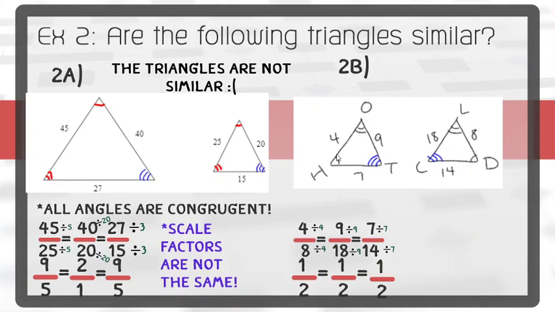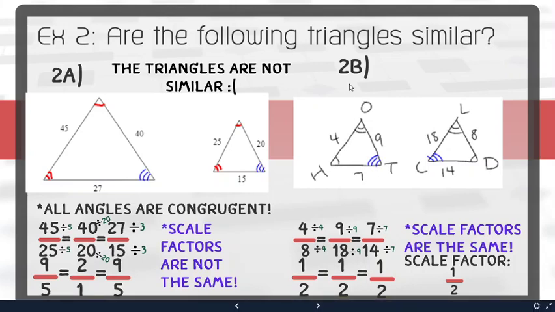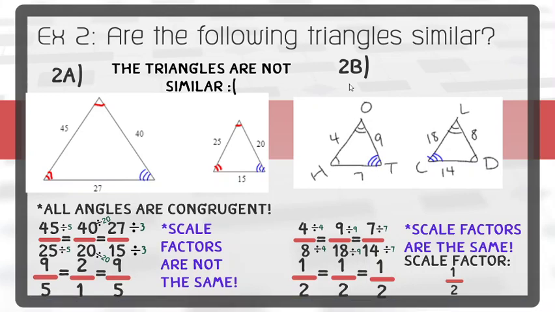So that means our sides are proportionate. Yay! Our scale factors are all the same. They're all 1/2, which means your sides are proportionate. Now, we also need to know if our three angles are congruent, because if we have three congruent angles and three proportionate side lengths, or three scale factors that are all the same, that means our triangles are similar.